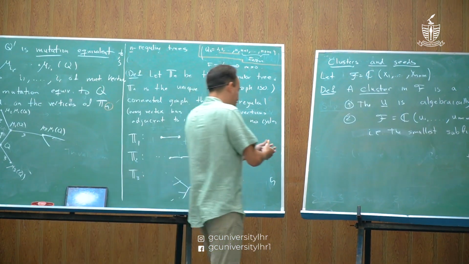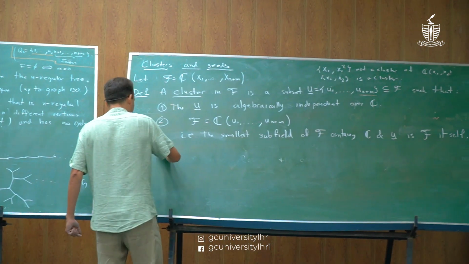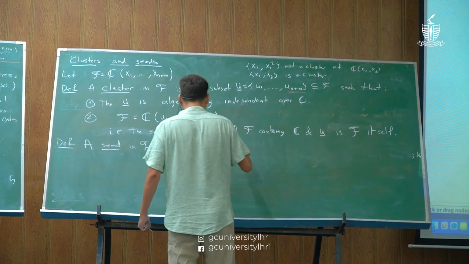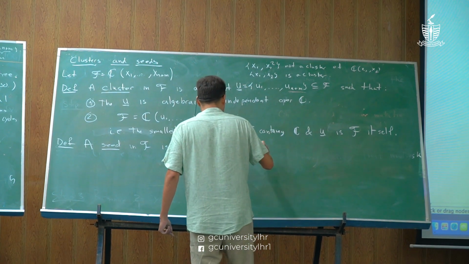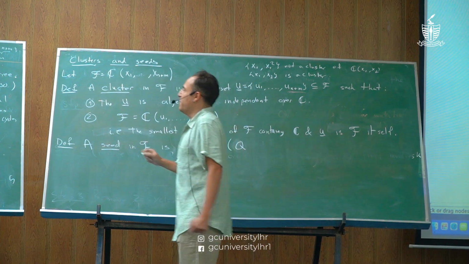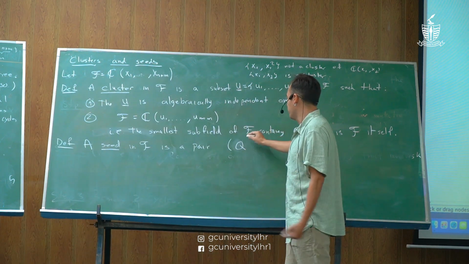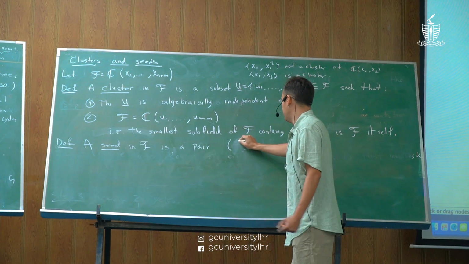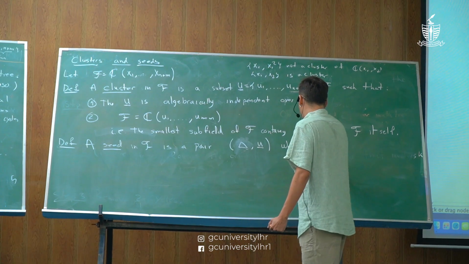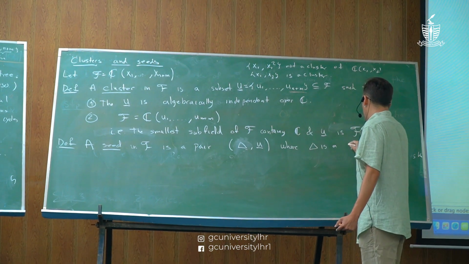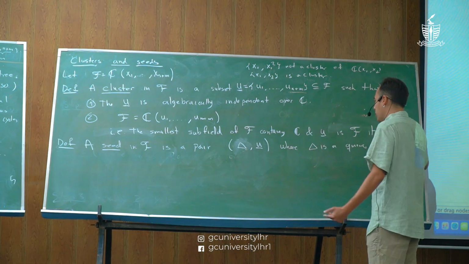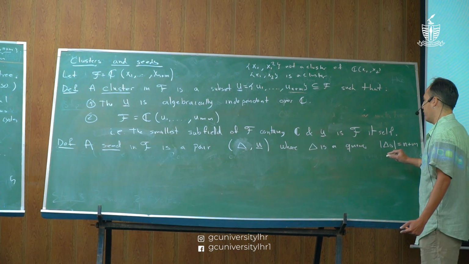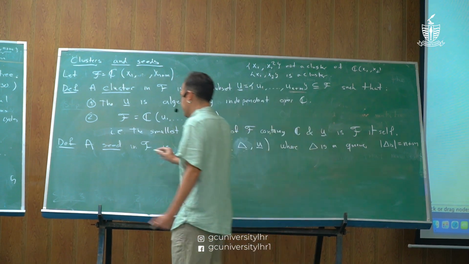Okay. So the definition: a seed in F is a pair. Since I'm fixing Q, let me use a different word for quiver: a pair (delta, U), where delta is a quiver without loops and two-cycles, and the number of vertices is n plus m, and U is a cluster.